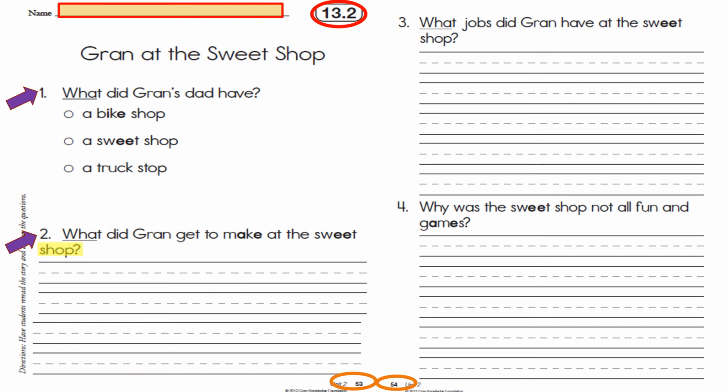Remember to use part of your question to answer the question. So if it says, what did Gran get to make at the sweet shop? Your answer would say, Gran got to make blank at the sweet shop. Remember to use a capital at the beginning of your sentence and a period at the end. Number 3, what jobs did Gran have at the sweet shop? Answer in complete sentences, just like we've done in the past. Use part of your question to answer the question.